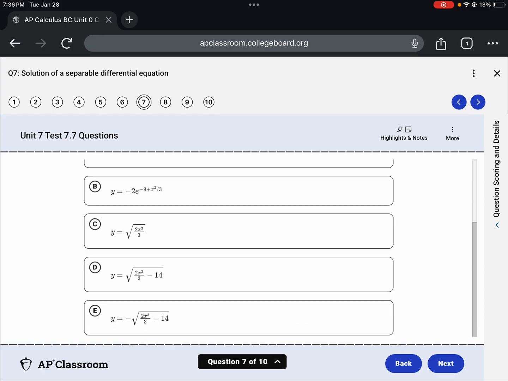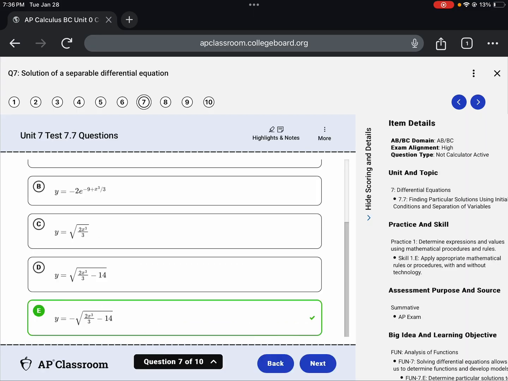Oh, this is a good one. I'm glad I chose this one. Yeah, this is a good one. I think this is a good one to study for the test.